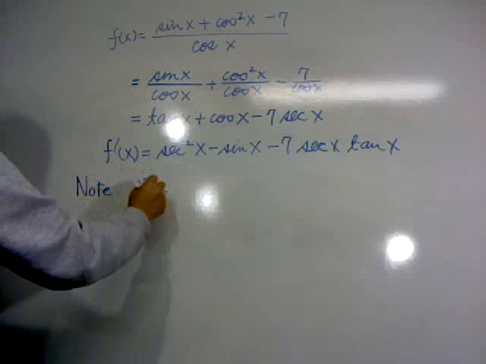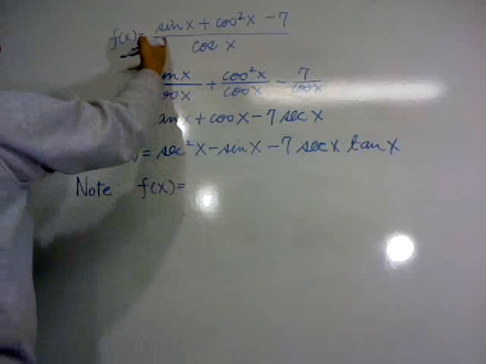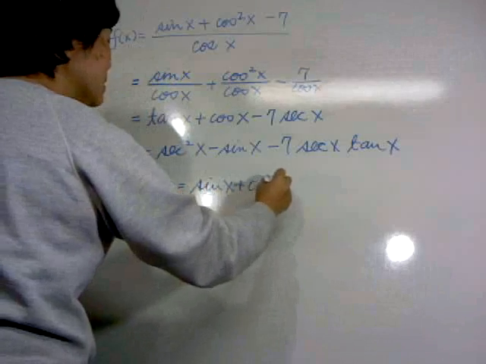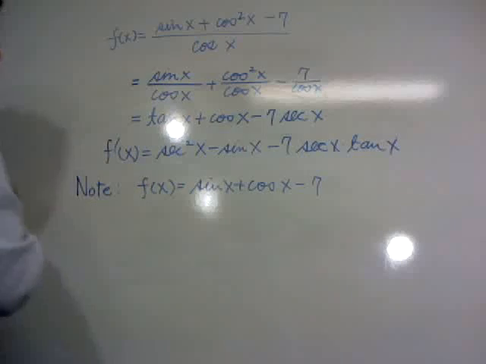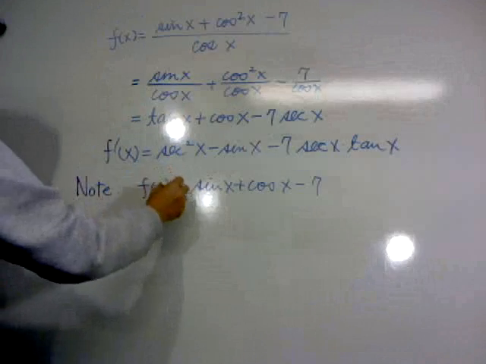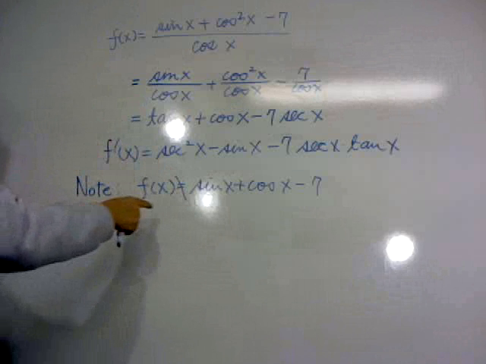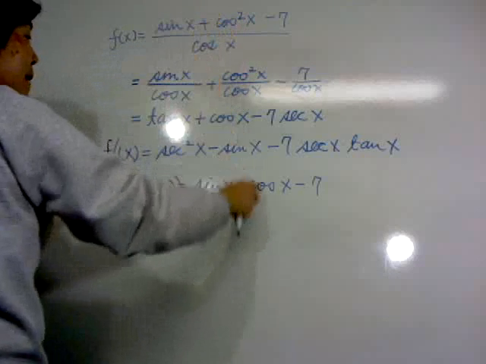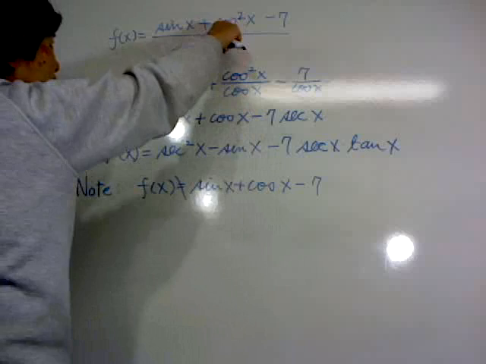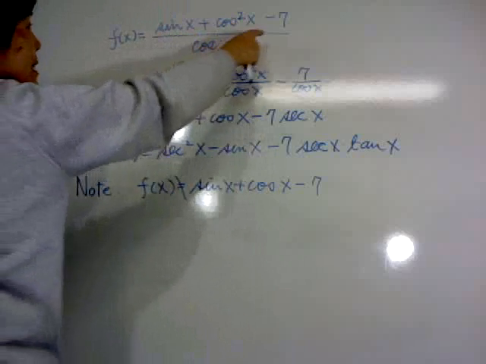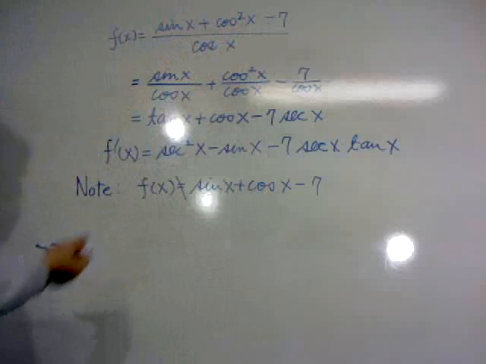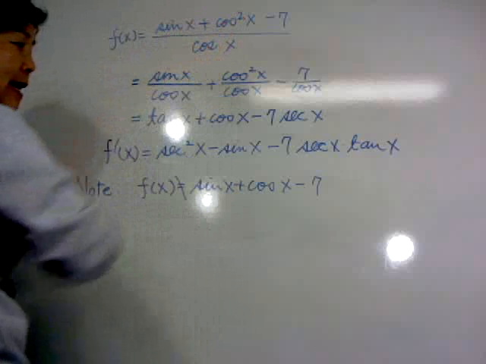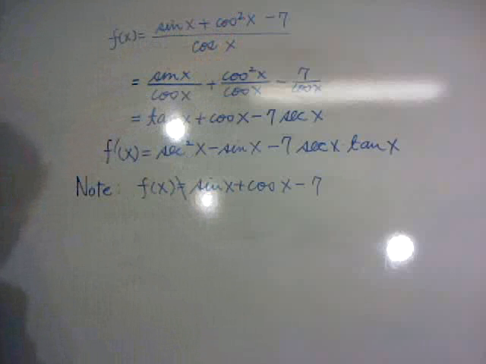Some people think this f of x is like, over sine x plus cosine x and then minus 7. What is going on here? Of course, this is not true. What is not true over here is cosine squared x over cosine x. That means you divide only this part, not over here, not over here. That is not possible. When you divide, you are going to divide everything in the numerator by cosine x. Therefore, this is not true.